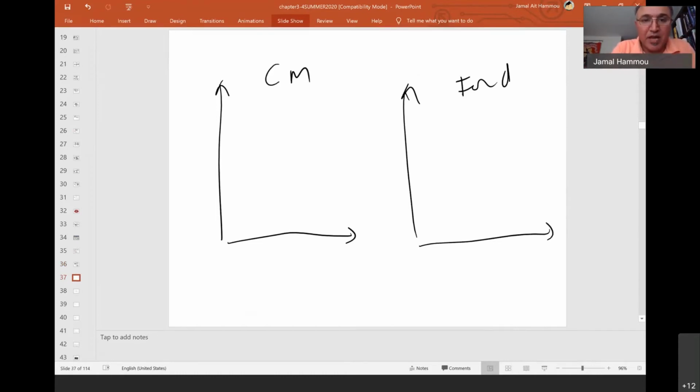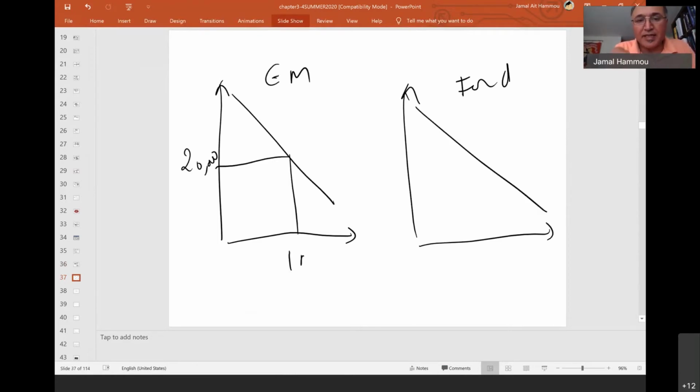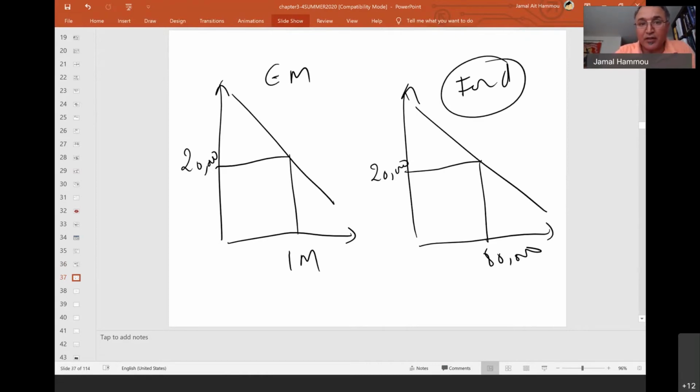Okay, so I have the demand for GM. Let's say GM is selling a car for 20,000 and they are selling 1 million cars. Let's say Ford sells the same car, a sedan, for the same price, 20,000, and they are selling 800,000 cars. The next day, I'm trying to understand the effect of the price of GM on Ford. So next day, let's say GM decided to sell their car at 50,000.